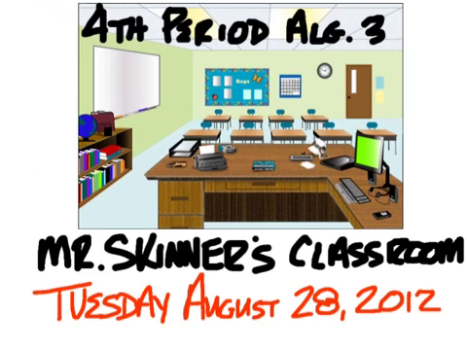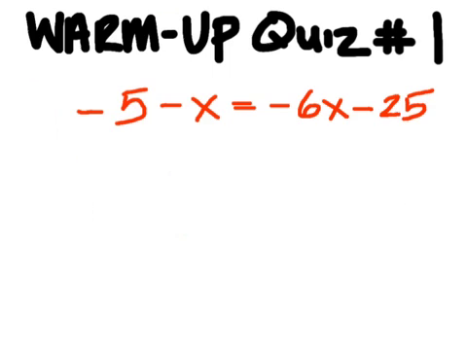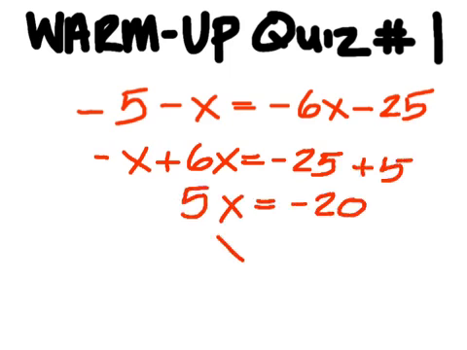Fourth period, Tuesday, August the 28th, Algebra 3. Warm-up quiz is first. Problem 1. Solution is negative x plus 6x equals negative 25 plus 5. It's 5x equals negative 20. Divide by 5 to get a negative 4.